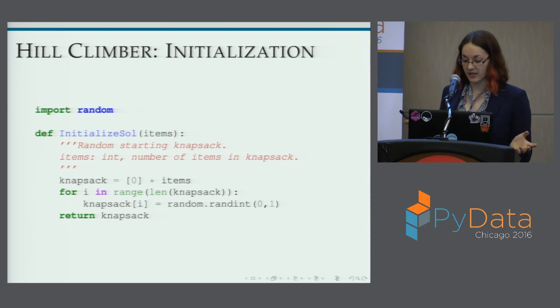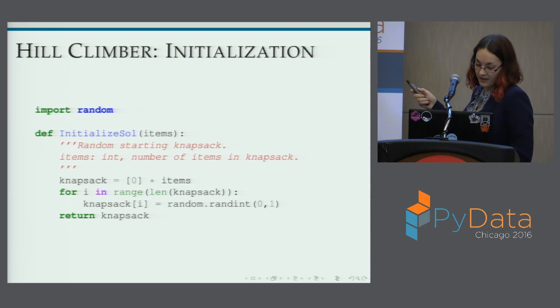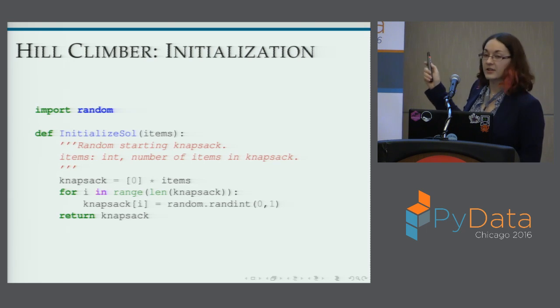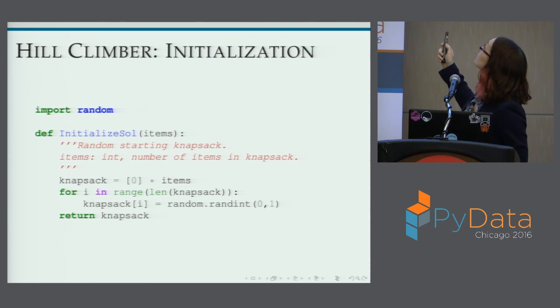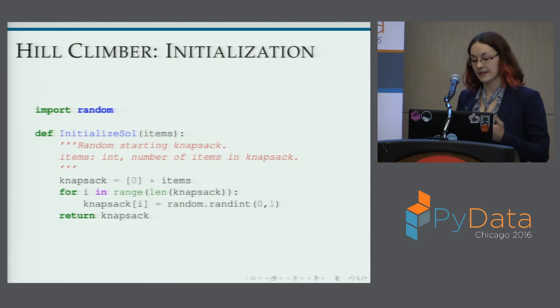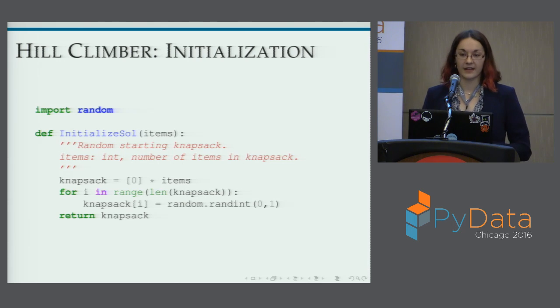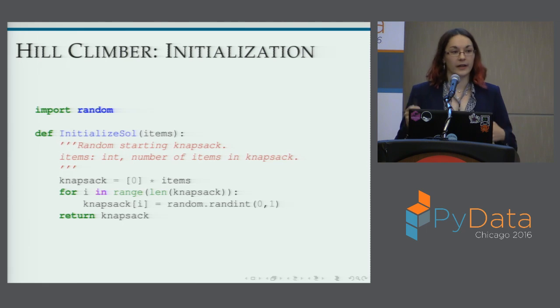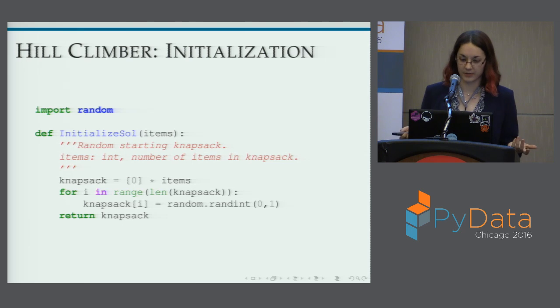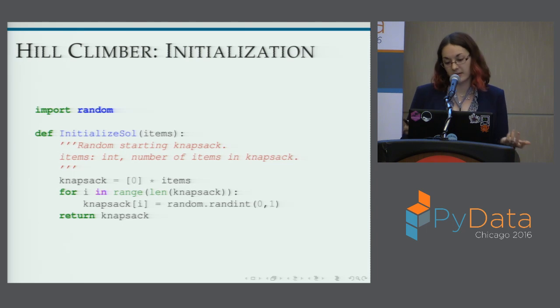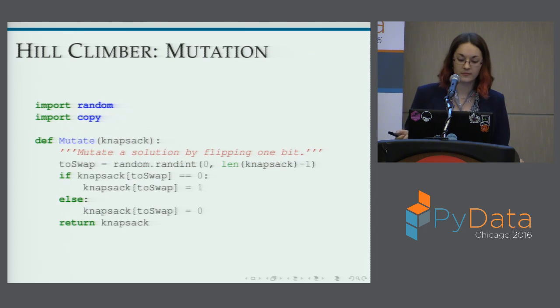So to initialize the Skyrim looting problem, I'm just taking in the number of items in the knapsack. And then I'm just pre-allocating a list of zeros, and then I'm iterating one by one and basically just flipping a coin as to whether I add it or not. So this is kind of a dumb way to initialize the knapsack, but it can work.